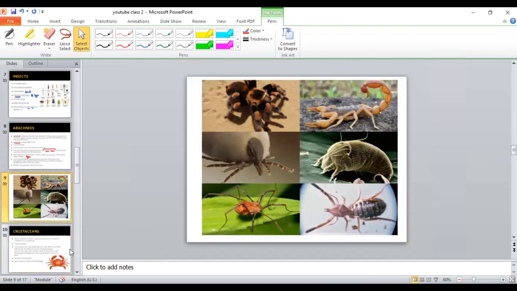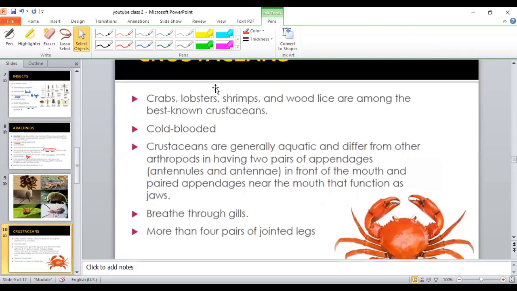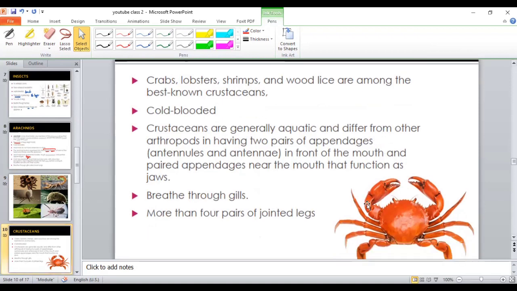Okay. Now comes crustaceans. Crab, lobster, shrimps and woodlice are examples of crustaceans. Again, they are cold-blooded. All the invertebrates are cold-blooded. Crustaceans are generally aquatic, like they live in water. And how can you differentiate them from other arthropods? They have 2 pairs of appendages in front of the mouth, you can observe here. This one, and claw-like structures are there.